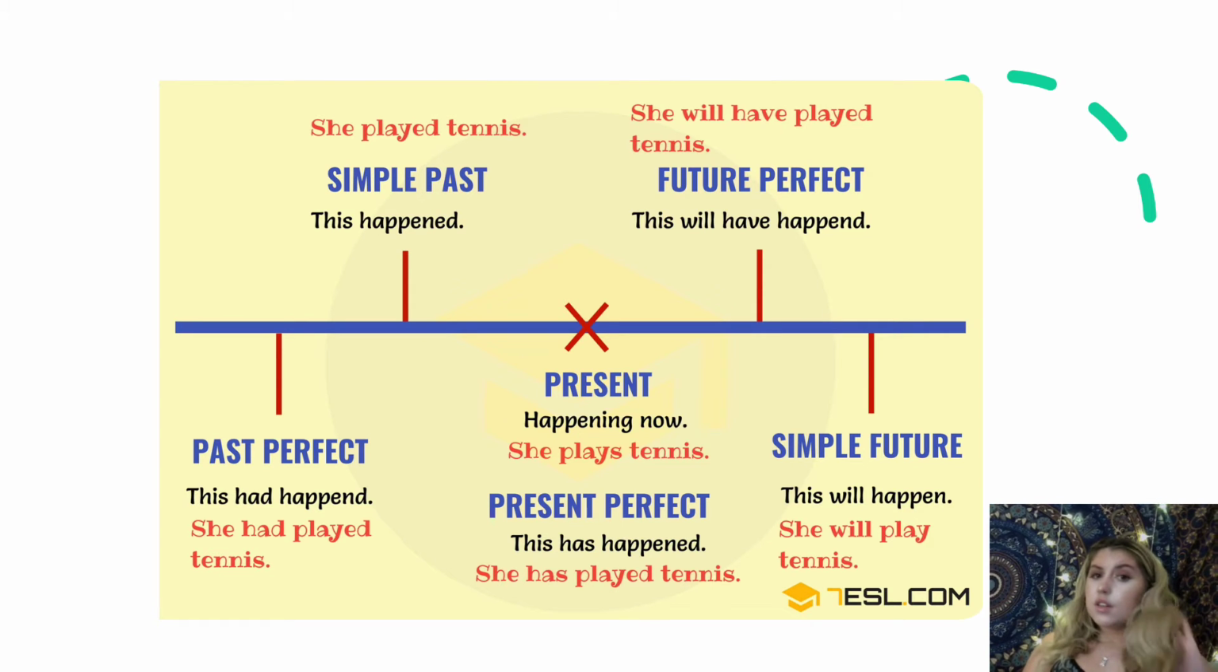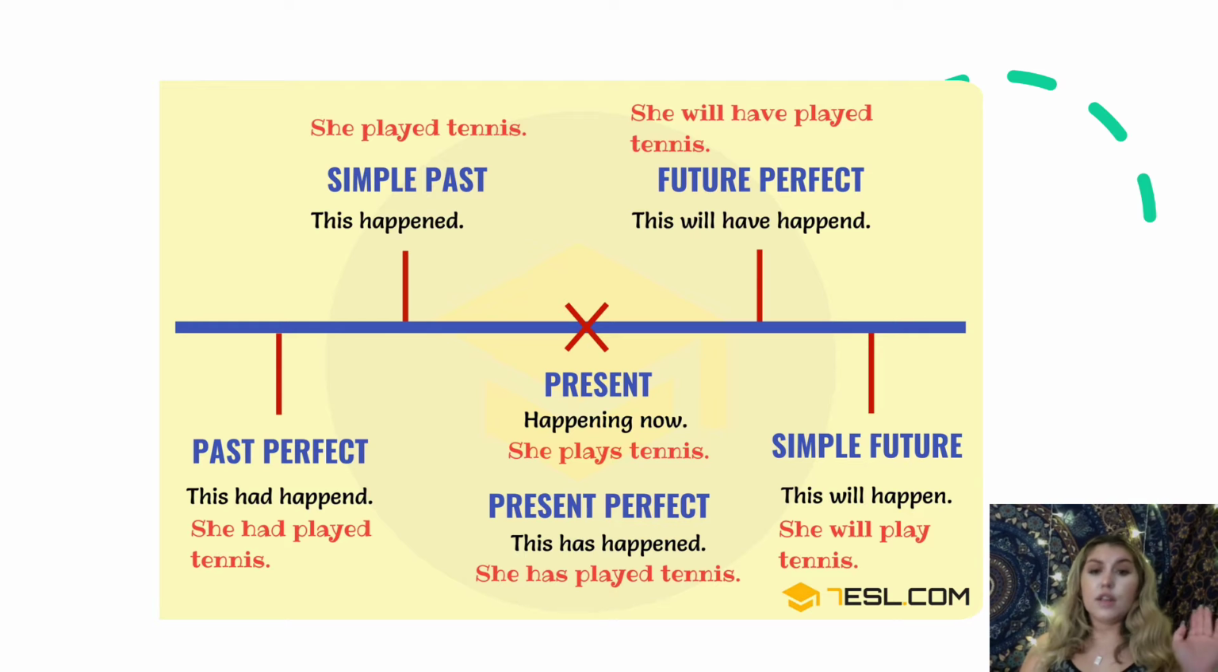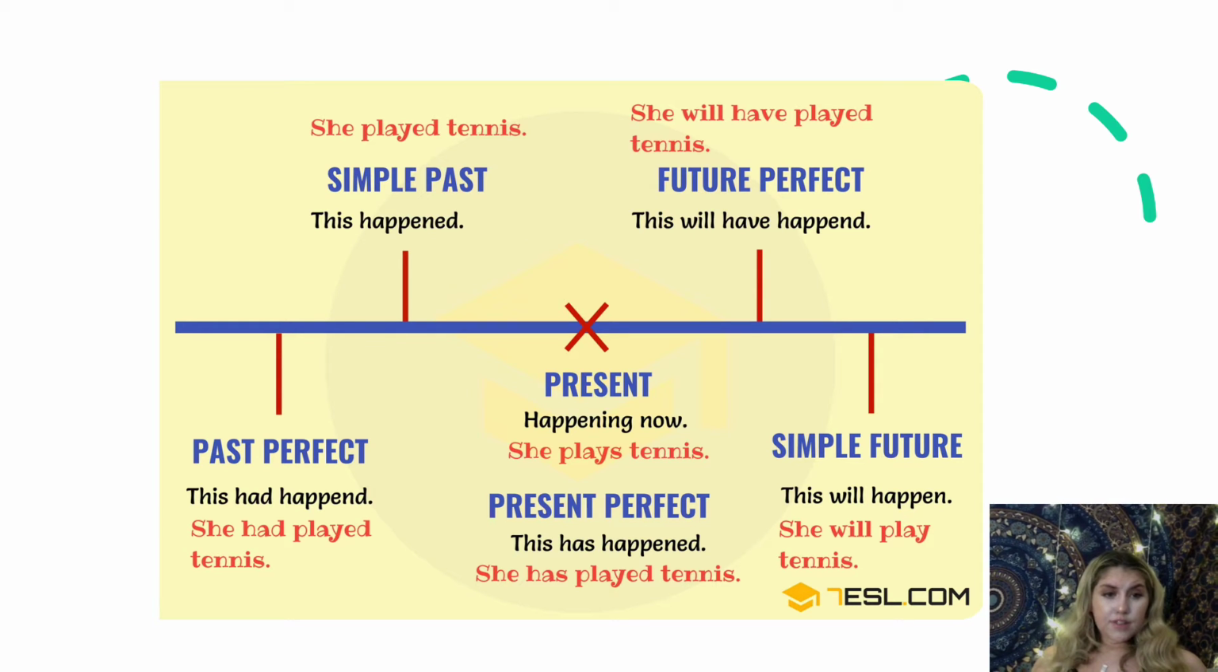So, she will have played. So those are two tenses: will have and played. Will have happened, two tenses. And that's something that's going to happen. Hasn't happened yet. Isn't happening now. It's going to happen.